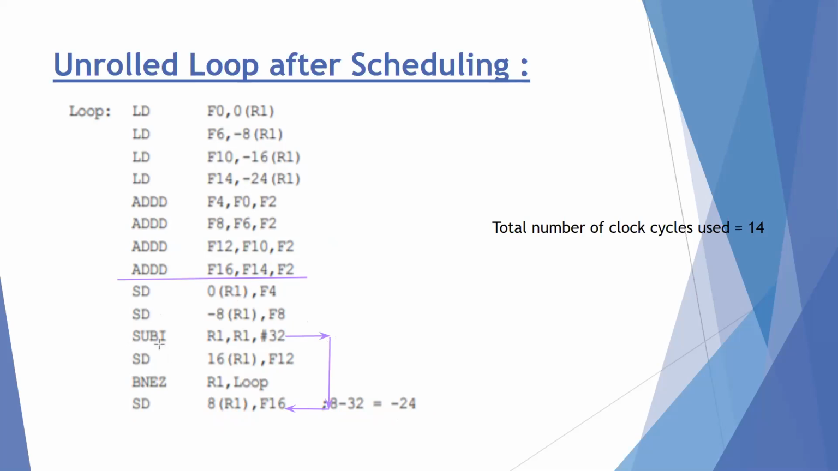There was no stall requirement between subtract immediate and branch not equal to 0. This was overcome by forwarding, if you all can recall. This produces the result in the execute stage, and this uses the result at the end of the execute stage. So there was no problem. Getting? Yes, ma'am. So we could have done this way also. This is one way which is illustrated in the book.